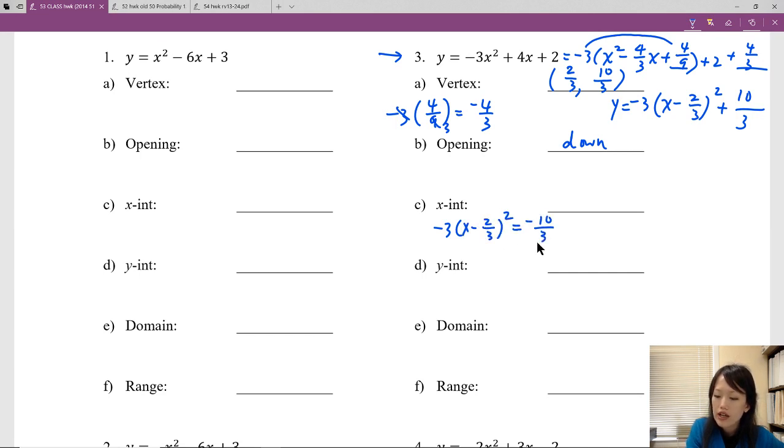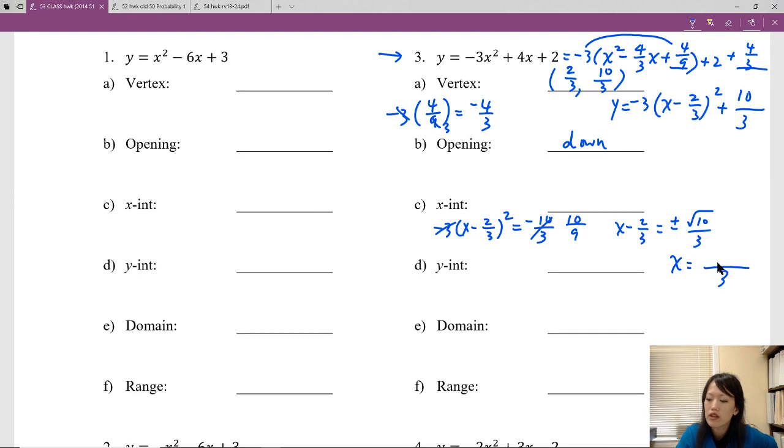But let's try. So you divide by negative 3, so you'd say put this over, it becomes 10/9. Square root it. X minus 2/3 is plus or minus root 10 over 3. You can also quadratic formula the original one if you want. Okay, so x equals, put the 2/3 on the other side, 2 plus minus root 10. That's it, so that's x-intercept, 2 plus minus root 10 all over 3.